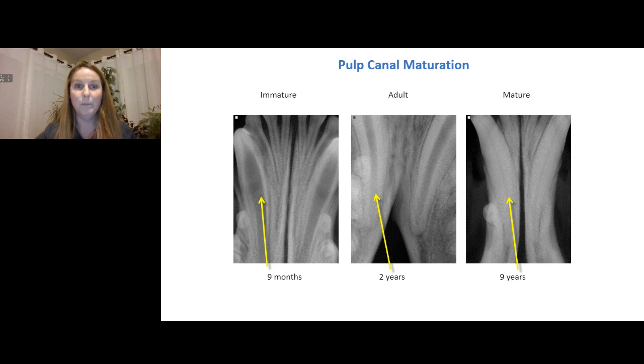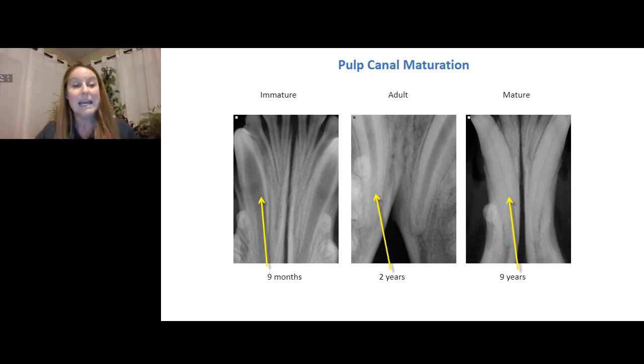A little bit about pulp canal maturation. One of the absolute coolest things that exists in dentistry is what is called the dentin pulp complex. Throughout the life of the tooth, the pulp, which is our living structure on the inside of the tooth, so that's our blood vessels and our nerves and all of our soft tissue, is responsible for laying down and creating this stuff called dentin, which is hard tissue. It's made up of lots and lots of tiny little tubules. So throughout the life of the tooth, the pulp chamber gets smaller and smaller, and our dentin becomes wider and wider.